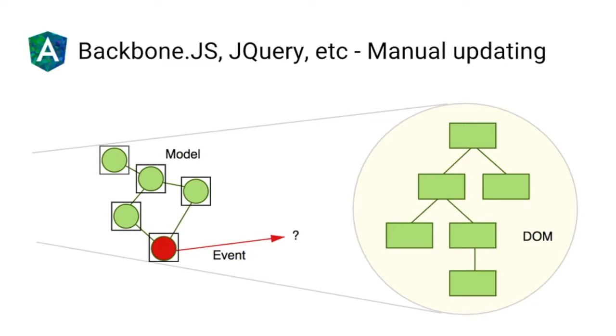So in the olden days, in Backbone.js, jQuery, you would just manually update, right? You would register an event handler, and you would manually add and remove elements to the DOM. Everyone's pretty familiar with this. It's just the most basic thing. But if you want a more complex application, suddenly you want something else to handle that for you.